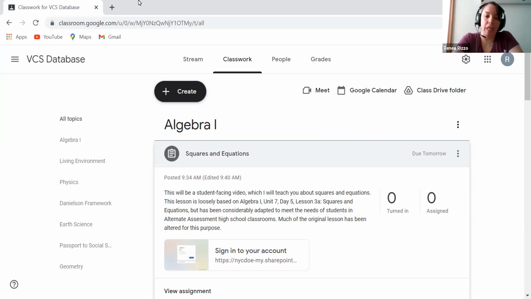This will be a student-facing video in which I will teach you about squares and equations. This lesson is loosely based on Algebra I, Unit 7, Day 5, Lesson 3A, Squares and Equations, but has been considerably adapted to meet the needs of students in alternate assessment high school classrooms. Much of the original lesson has been altered for this purpose.